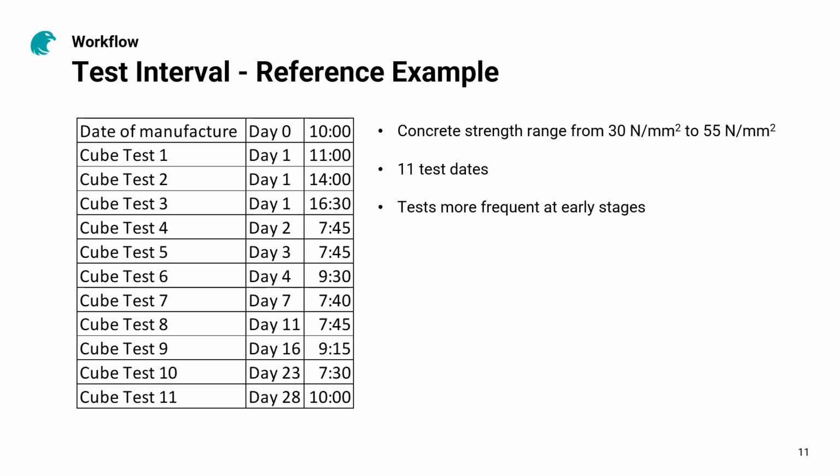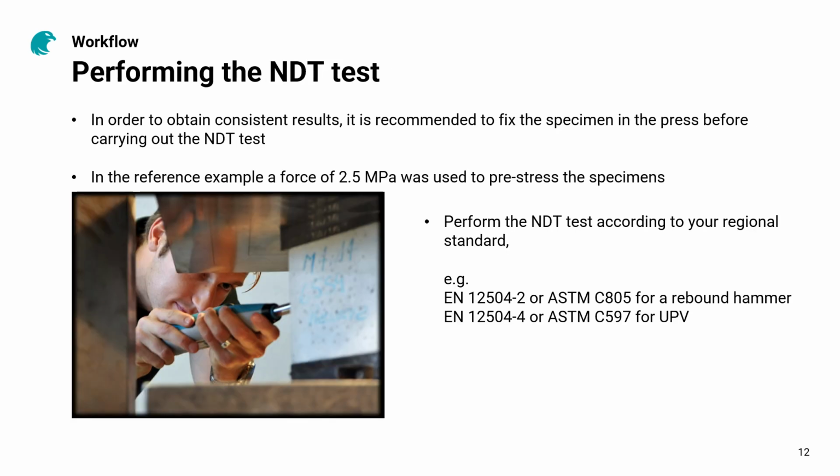Here we can see the test intervals from our reference example. There were 11 test dates in total, and as you can see, the tests were much more frequent during the early stages. In order to obtain consistent results, it is recommended to fix the specimen in the press before carrying out the NDT test. In the reference example, a force of 2.5 megapascals was used to pre-stress the specimens. Then you should perform the NDT test according to your regional standard.